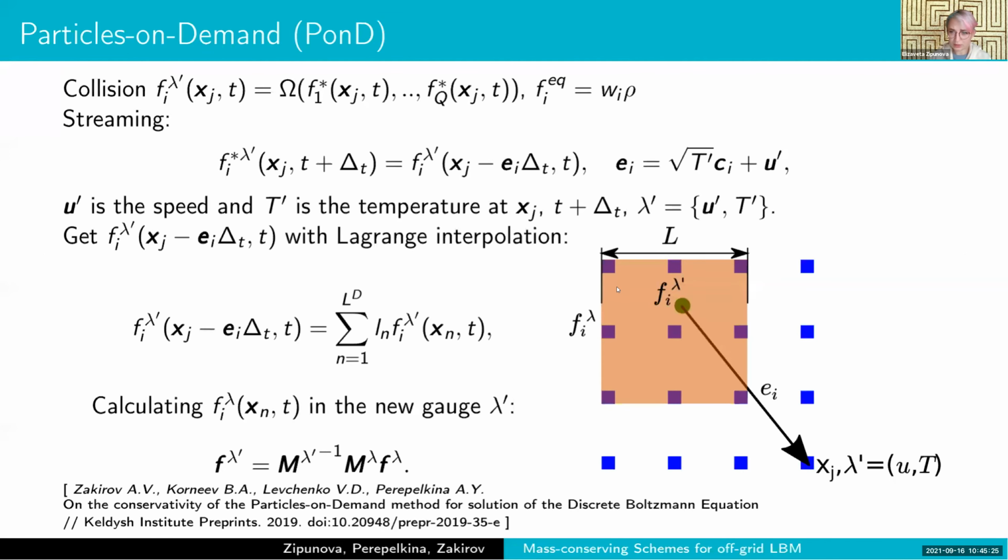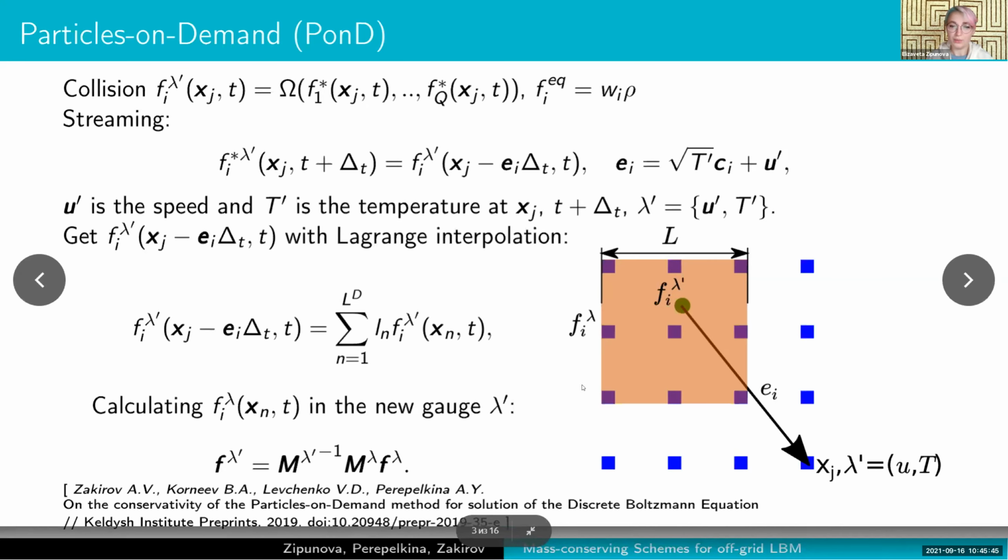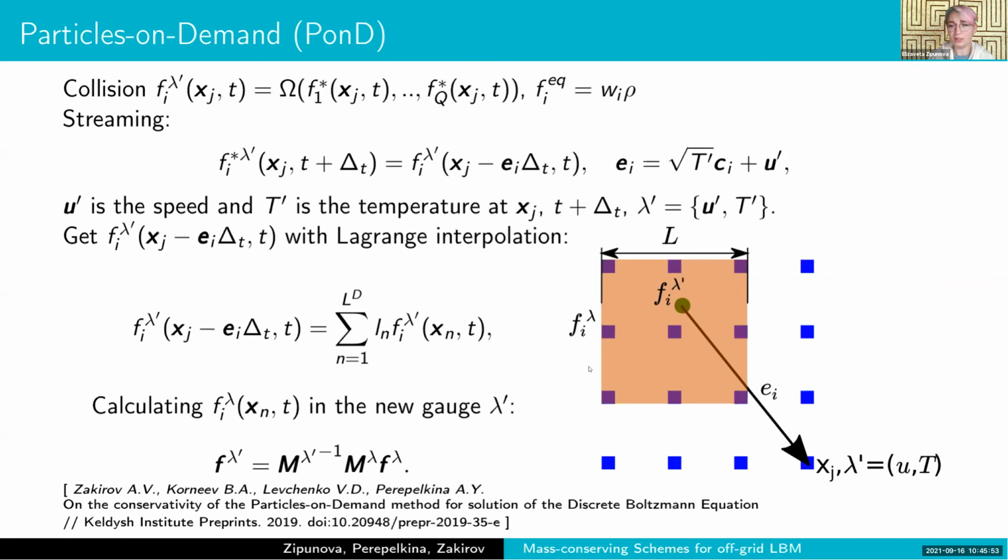Discrete distribution functions at this point are interpolated using Lagrange interpolation. L is the size of the interpolation template. The interpolation stencil could be fixed to a mesh node or unfixed and moving with the point from which we stream. For interpolation, we have to convert the discrete distribution function into a new gauge for all template points. So we need to convert and multiply matrices a number of times, which causes a number of problems.